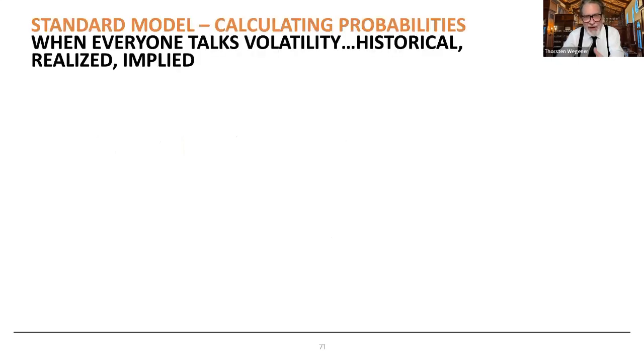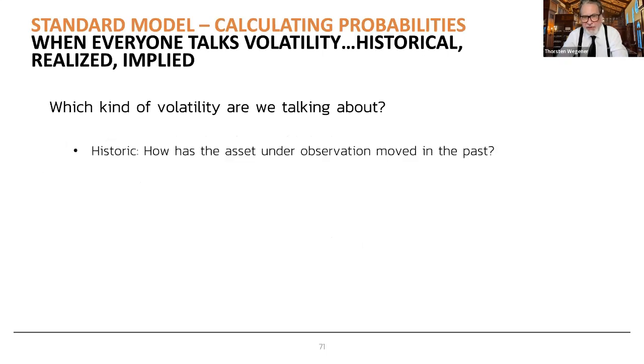So, when everybody talks volatility, most people don't have an idea that we actually have 3 biggies there. The historical volatility, the realized, and the implied volatility. Which kind of volatility are we talking about? Historic is simply what happened in the past. We see how much this thing moved in the past, not just the S&P, any asset we are trading, and we can calculate that on an Excel sheet, very easy formula.